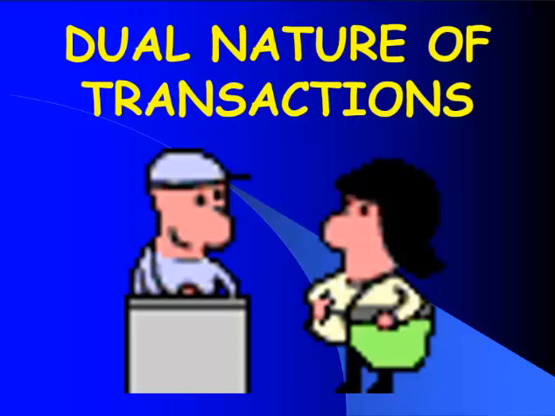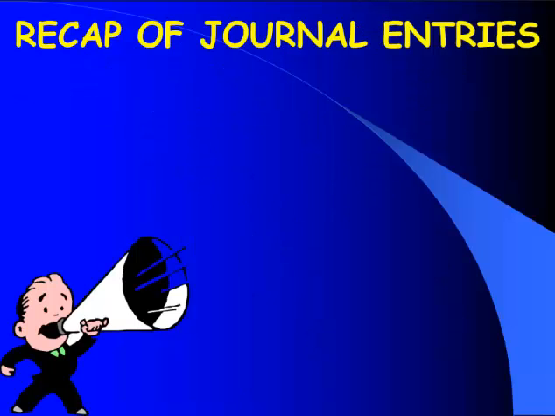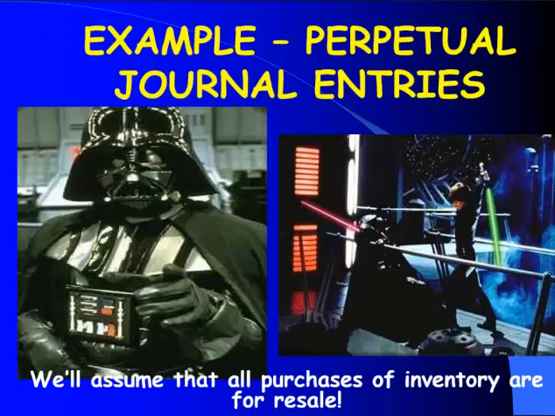The next section is called the dual nature of transactions, which is really a fancy way of saying how does the transaction look from the buyer standpoint and how does it look from the seller standpoint. So we're going to take one transaction recorded on the buyer's books and also on the seller's books. Now I've given you a table right there with some journal entries on it. You might want to keep that handy unless you've committed all those to memory. Now we're going to make a series of journal entries.